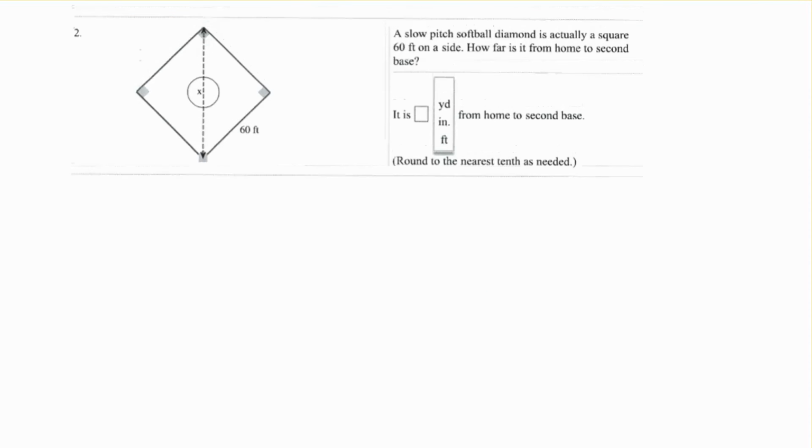All right, this one says a slow-pitch softball diamond is actually a square 60 feet on a side. How far is it from home to second base? Now this is going to use a different fact in geometry. It's not similarity any longer. This is about right triangles.